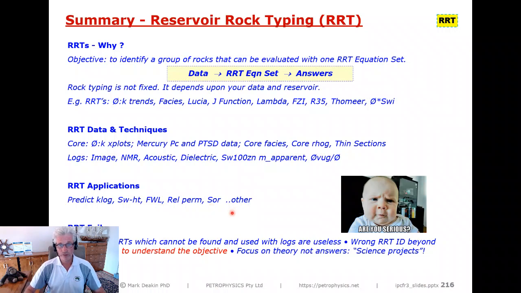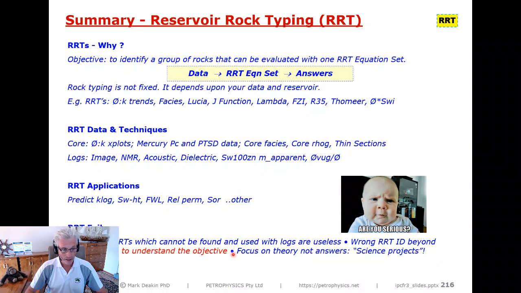The things to watch out for as a petrophysicist who's maybe overseeing all of this process are what I call reservoir rock type fails, things like core-based reservoir rock types which cannot be found or used with logs. These are really useless because you can't do anything with them. They're nice, interesting science projects, but now what do? You've got to use logs. You've got to be able to apply all that understanding via the medium of logs. So they must be able to be found with logs and log-driven. The equations must be able to be log-driven. Other fails are wrong reservoir rock type identification beyond core, and focus on theory, not answers.